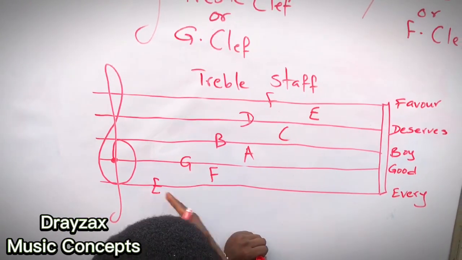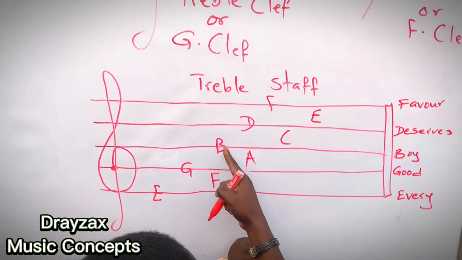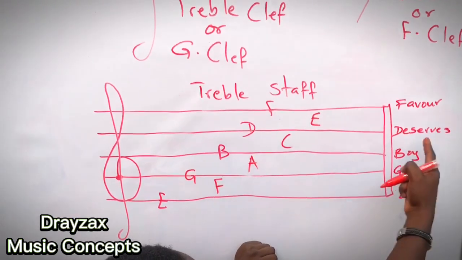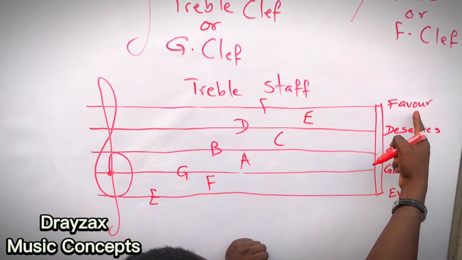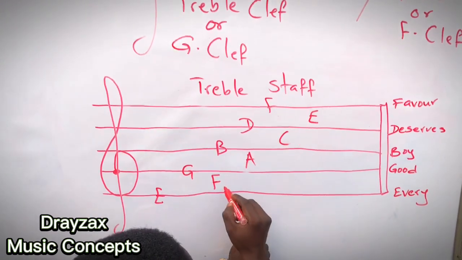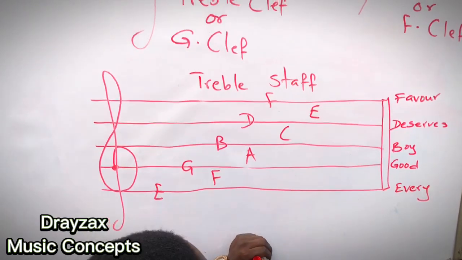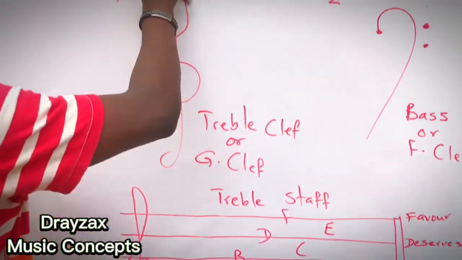E for the first line, which is E for every. Second line, G for good. B, which is the third line, for boy. D, the fourth line, deserves. And F, the fifth line, favor. And if you look at the spaces, you have FACE. FACE for the spaces. So now the last thing I'm going to do, let me just write them out here.